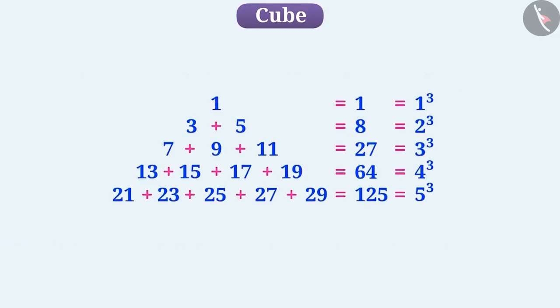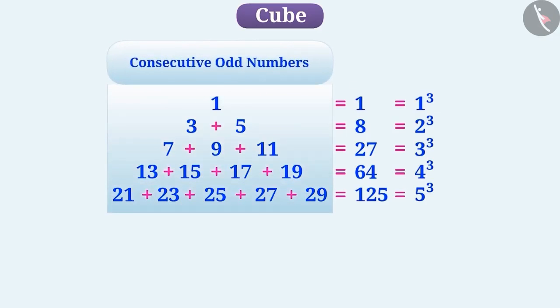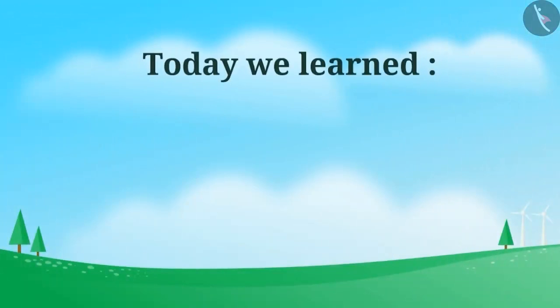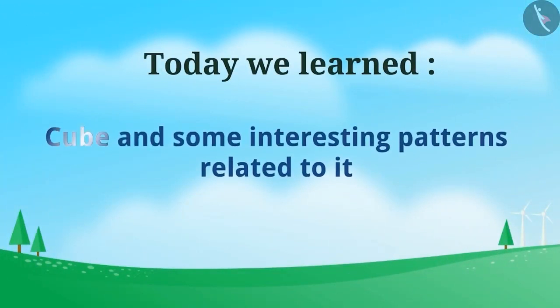Now look at the given pattern. Here you can see that the sum of consecutive odd numbers is a perfect cube. Isn't this interesting? Now proceed with this pattern by yourself. By now, you must have understood many interesting facts about cube. So today, we learned about cubes and some interesting patterns related to them. In the next video, we will see some more examples related to them.